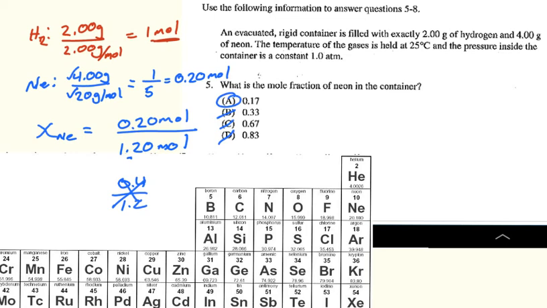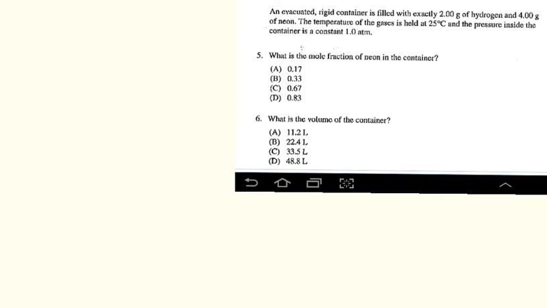So it's not bad. That actually is a decent mathematic calculator problem, even though they seem to have messed it up in the book. And then number 6 here, what is the volume of the container? Well, we might say to ourselves, we know a lot of the stuff in PV = nRT, and it might be possible to solve for the volume that way. We know the moles. Actually, we just found out that that was 1.2 moles in the previous problem, so go back and look at that.